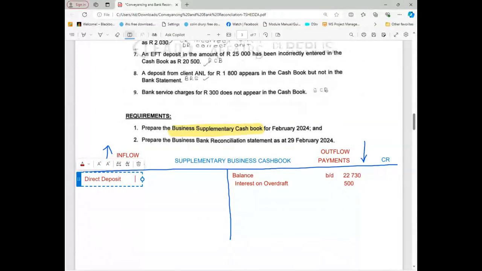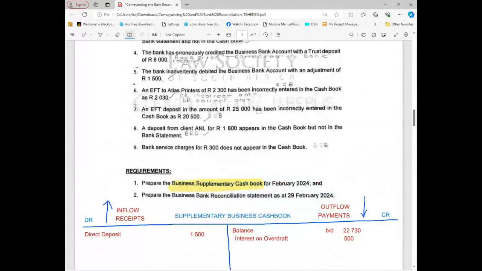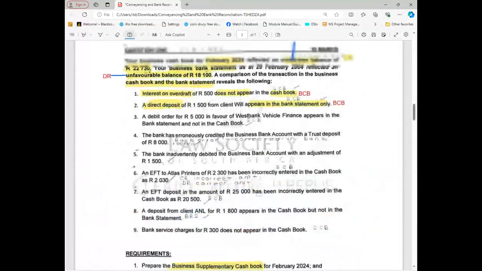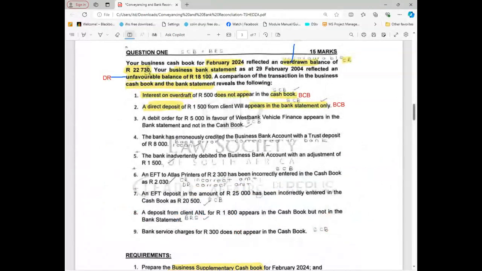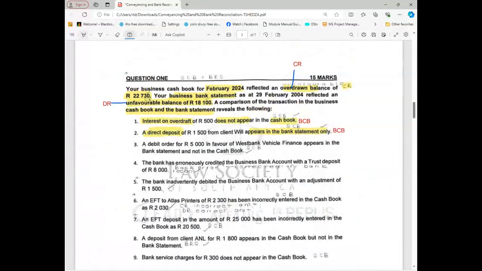And obviously, how much is it? It's 1,500. Perfect. Are you good? Can we proceed, or are you still writing notes? Now let's go to number three.